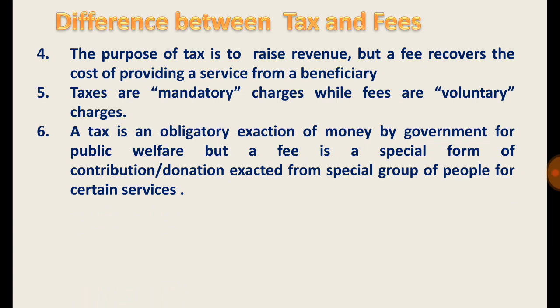Then next, tax is an obligatory exaction of money by government for public welfare. The amount of tax is a compulsory payment, and that is necessary for public welfare, to meet government expenditure, that is necessary for the public at large and for the government's functioning. But the fees is a special form of contribution that is extracted from a special group of people for certain services.